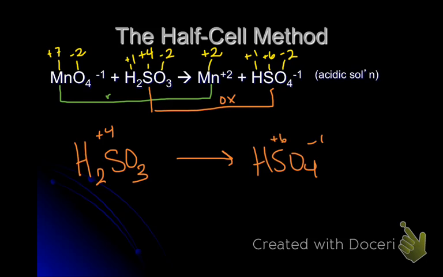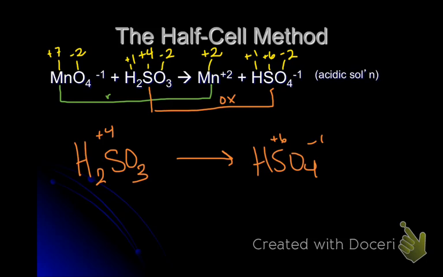What you want to do at this point is make sure that the same number of sulfurs are on each side. Since sulfur is the thing that's changing, we want to make sure that if there's 2 on the left, there would be 2 on the right for it to change into. So we have 1 on the left and 1 on the right, so we're good.